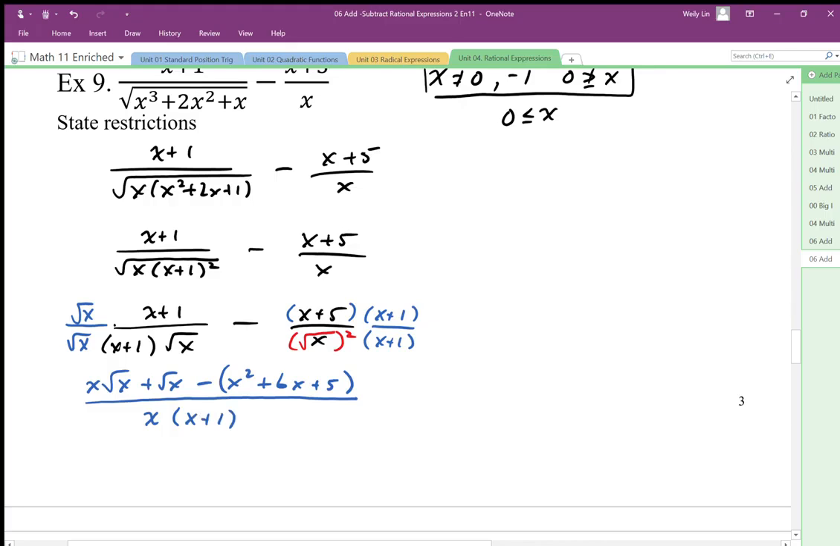Okay, so those are my restrictions. I've got all this here. Just take away the brackets. There are no like terms, so nothing will go together. So those are all my terms in the numerator. Don't try to put things together that don't belong. And there's my common denominator.